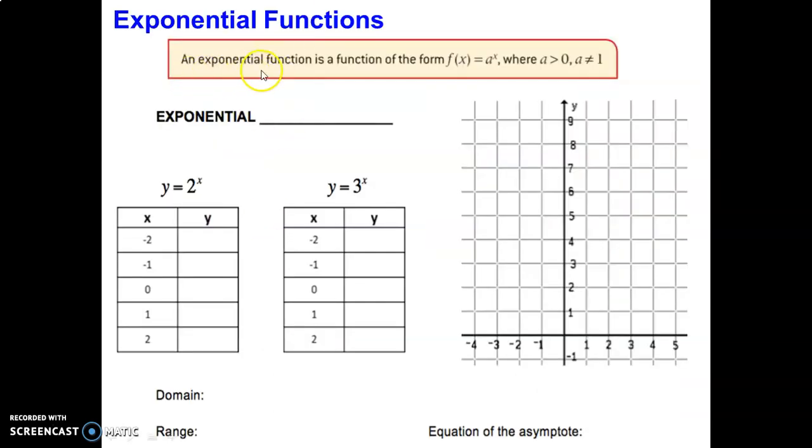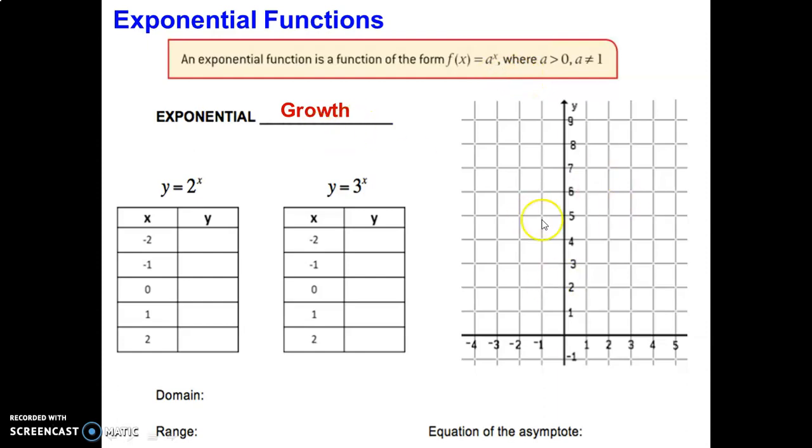So an exponential function, first of all, is a function of this form. f(x) = a^x. Again, we have a base number and then the variable is the exponent. In this case, a must be greater than 0 and a cannot be 1.